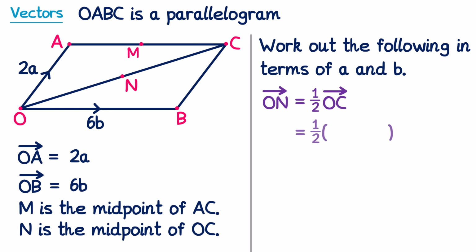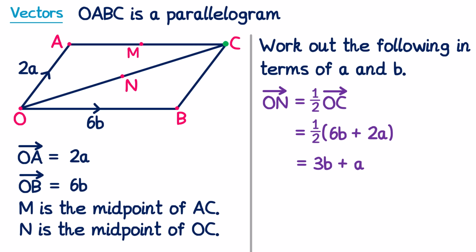So we can write one half and then put a bracket, and inside this bracket we'll work out the vector OC. Let's bring the green dot back, and to get from O to C, we could go from O to B, which is 6b, and then from B to C, which earlier we knew was the same as OA, so 2a. So we've now got half of 6b plus 2a. For this you can just expand the bracket just like you would with algebra. Half of 6b is 3b, and half of 2a is a. So ON is 3b plus a.